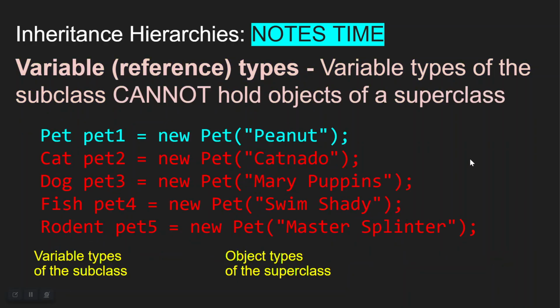What you can't do is you can't have a variable type of a subclass and then set it equal to the object of a superclass. This will not compile. So again, variable types of the subclass cannot hold objects of a superclass.